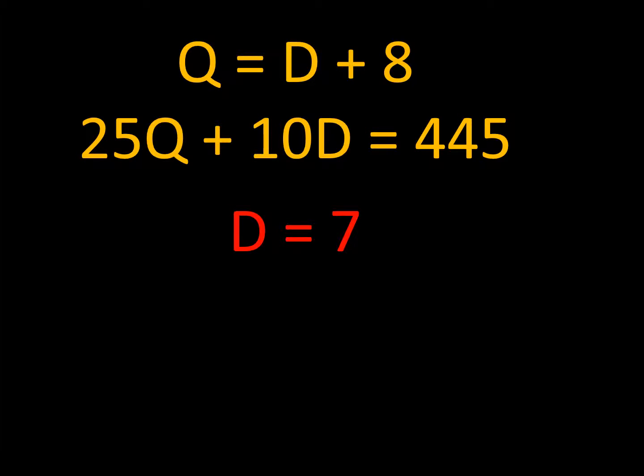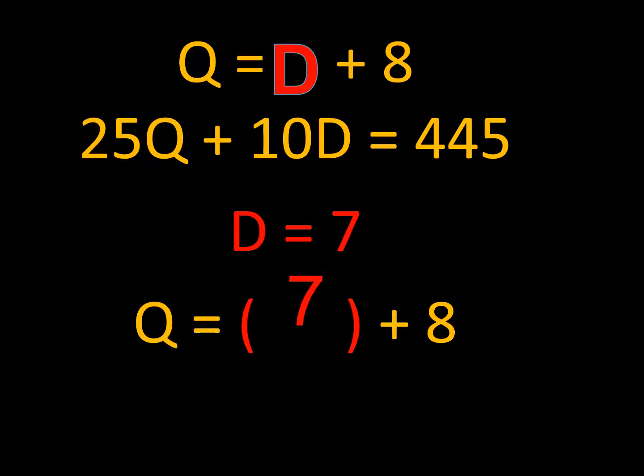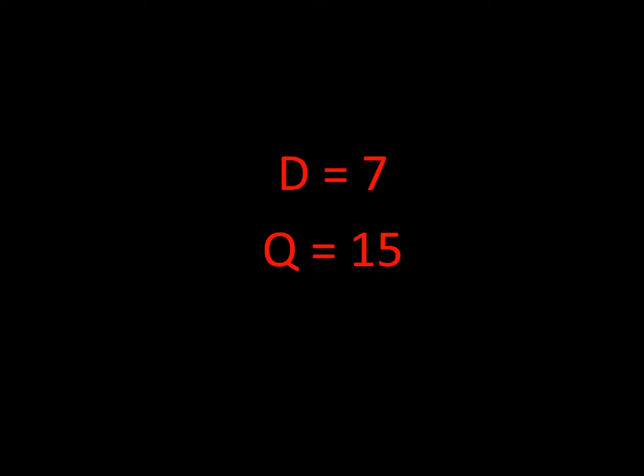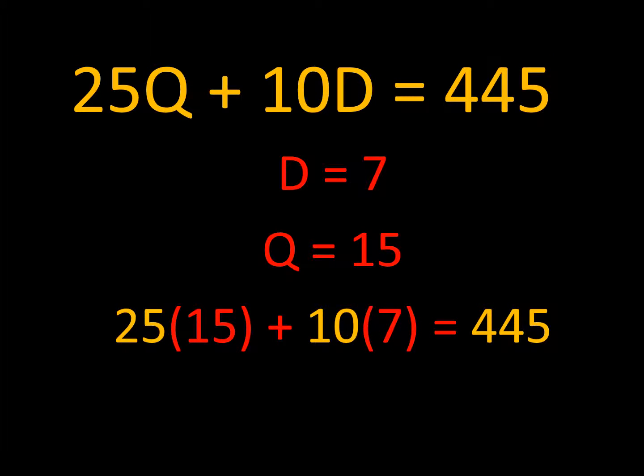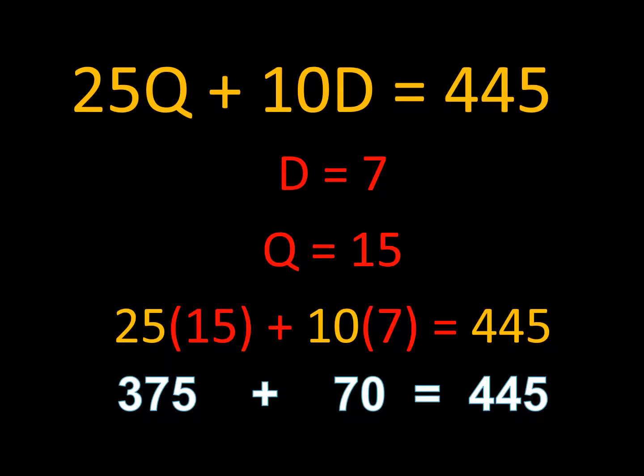You could substitute 7 for D in either of your original equations, but it helps me to keep things straight if I say, take your first answer and put it in D in your first equation. Then, ever since second grade, you've been able to add 7 plus 8 and get 15. Now take your first and second answer and put them in the second equation. This makes 25 times 15 plus 10 times 7 equals 445. Do the multiplying and you will find that this is correct.